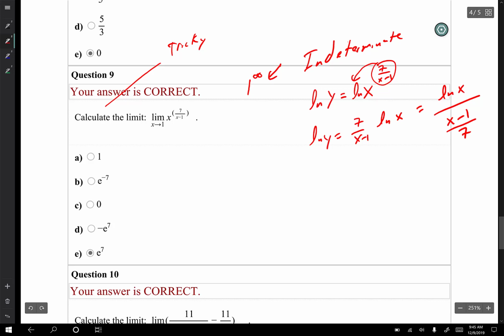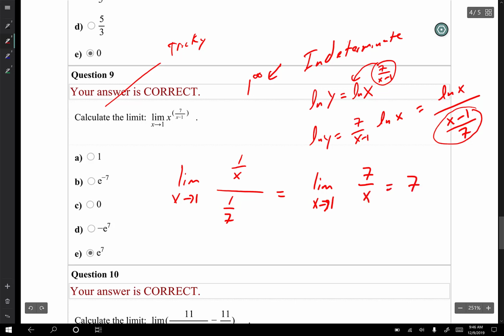So now I'm going to find that limit, and take the derivative. The derivative of ln x is 1 over x. And the derivative of the bottom, that's like x over 7, is 1/7. So I have limit as x approaches 1 of 7 over x. So I get 7. But remember, this is not what I had. Now you have ln of y equals that. So this is like saying ln y equals 7.